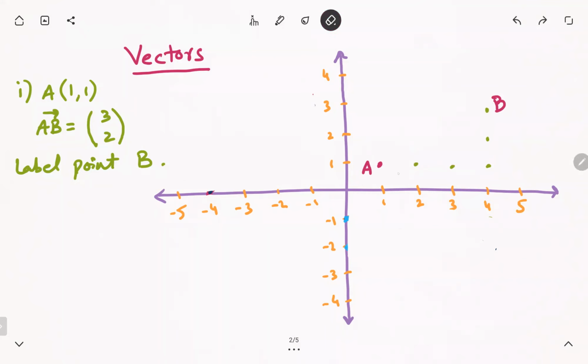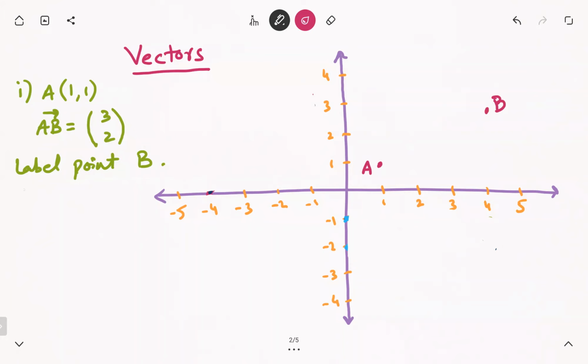But if you want to confirm whether you have labeled it correctly, tell me your coordinates. What are the coordinates of B? Are you getting (4, 3)? Yes, if you are getting (4, 3), it means your labeling is correct. Is that clear? Is there any problem?